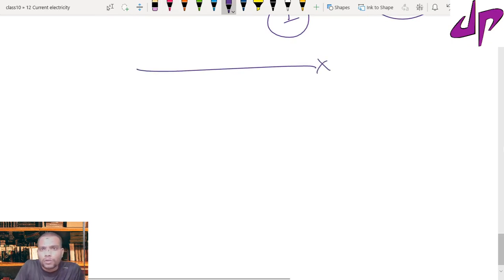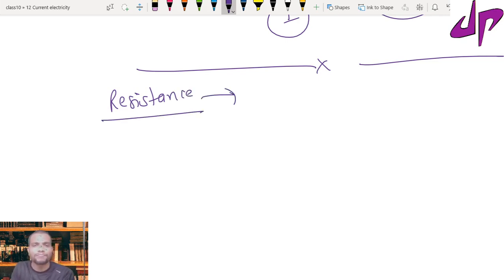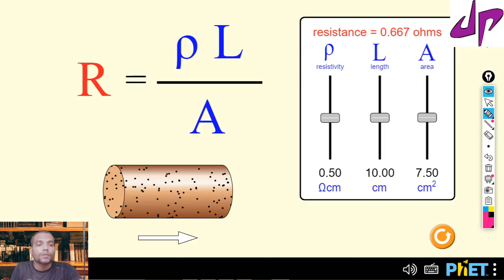Now we got a new character known as resistance. This resistance is a material property. So let us understand how this resistance affects the current. According to experimental evidence, we can say that resistance is directly proportional to the length of the conductor we have chosen, and resistance is inversely proportional to the area of the conductor.